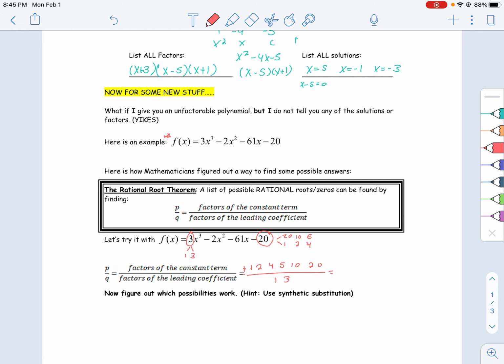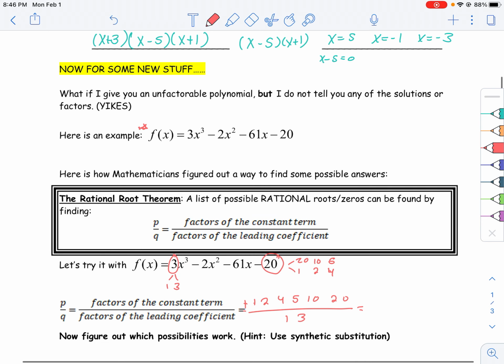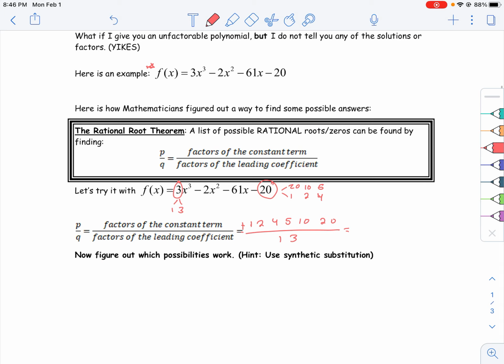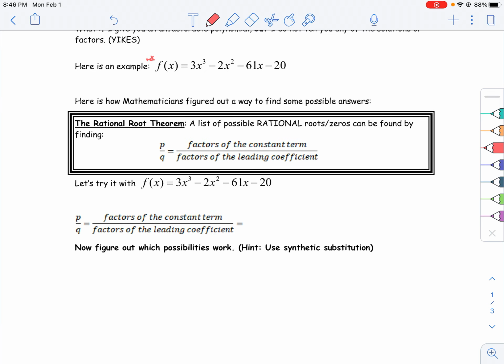What if I give you something that's unfactorable, and I don't tell you any of the solutions or factors? So here's an example. All right, f of x is equal to 3x cubed minus 2x squared minus 61x minus 20. There's a way that mathematicians figured out to find the possible rational zeros, and it's right here. A list of our possible rational zeros can be found by finding the p's over q's, which are the factors of the constant term divided by the factors of the leading coefficient. So let's try it with this.